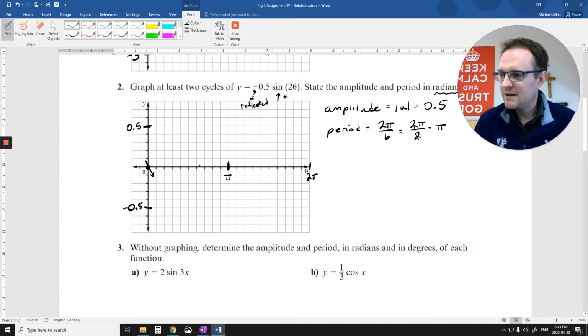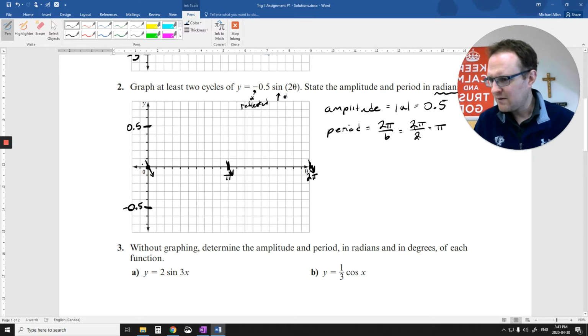By the time it gets back to one period, it should be doing the exact same thing it started off doing. So it should be starting going downwards to that point there. It should go downwards to this point. So these are just my indicators of which way that graph should be going. So it's got to go down, up, and then back down. By the time it gets halfway between these two, it should be coming back up through that axis.